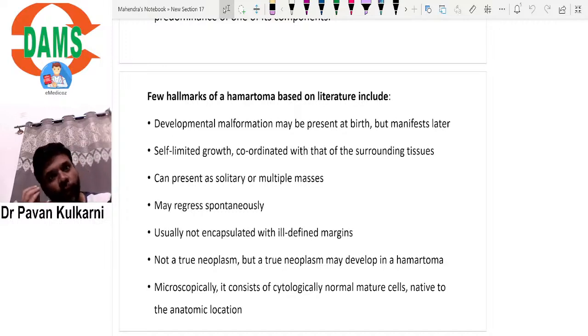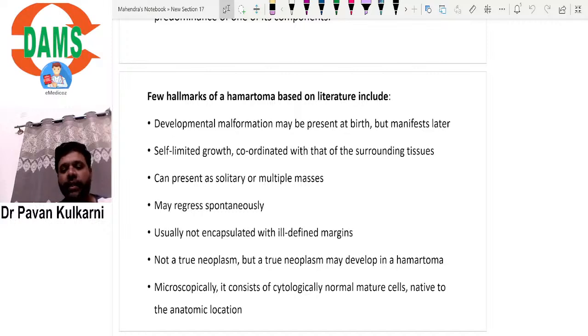Hamartoma has one feature which is like a malignant tumor histologically. It will not have that capsule. Okay, but remember, it is not malignant. Neither is it benign nor malignant. It is totally non-neoplastic. It is not a true neoplasm, but a true neoplasm may develop in a hamartoma. Please understand this. As such, hamartoma is non-neoplastic, but a hamartoma can get converted into a neoplasm.